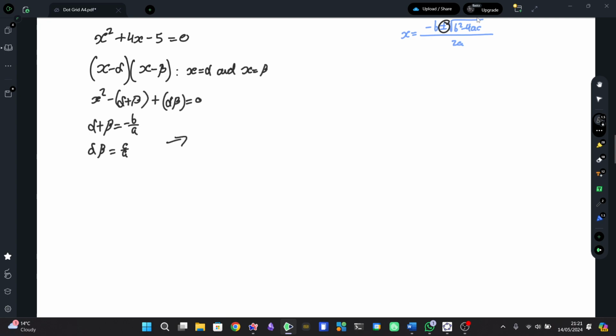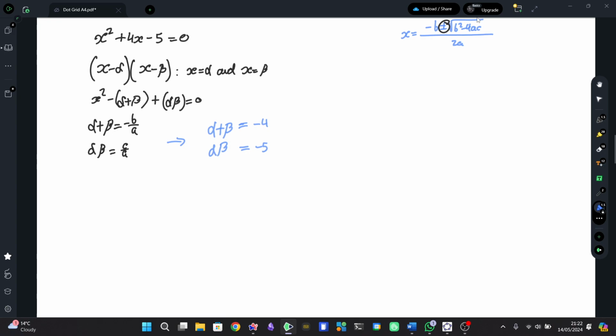So if we extrapolate upon that, we'll just do some maths basically. Alpha plus beta is equal to minus b, so that would be minus 4 over 1, so minus 4, and alpha times beta would just be minus 5.